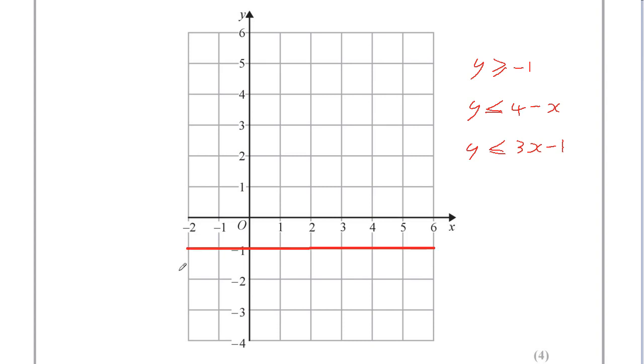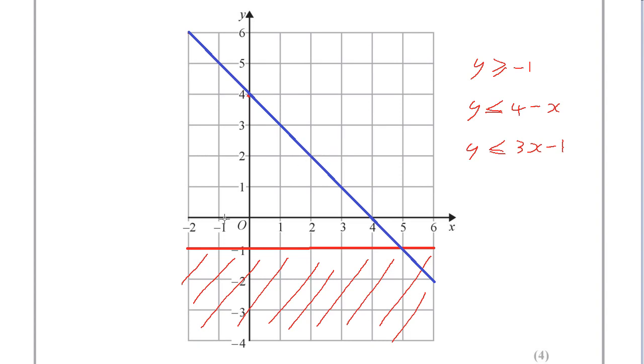And I like to show the region that this is not. So y is greater than or equal to minus 1, that region above this line. So I'm going to shade everything below it. Okay. Now we do the other line. Y is less than or equal to 4 minus x. It's the equation of a straight line. The gradient is minus 1 and the intercept is 4. So let's put the intercept in first. And now we've got a line coming down here. So let's put that one in. And the bit we want is below this line, less than or equal to. So I'm going to shade everything above it.